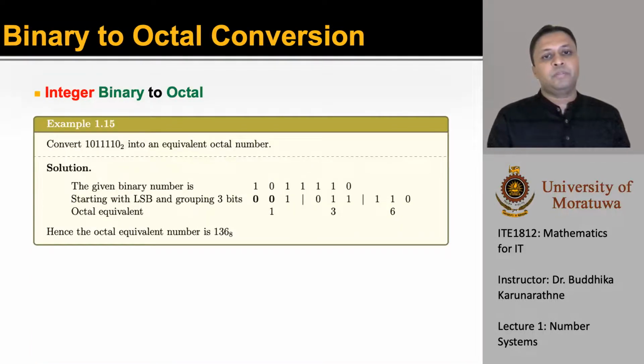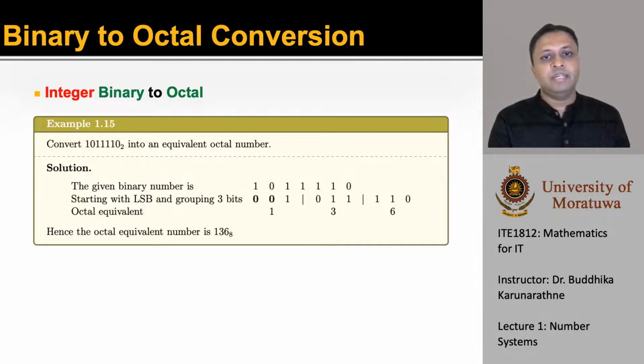Right. So we take another conversion, that is from binary to octal. Take the integer example first: integer binary to octal. Take an example of converting the number 10111110 to an equivalent octal number. So how do we do that? Let's look at the procedure.